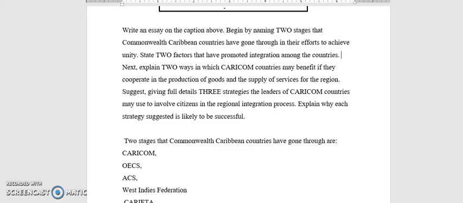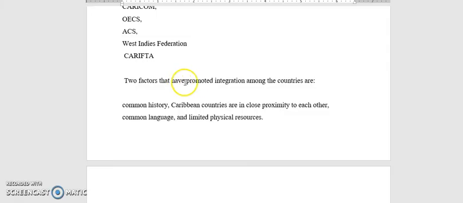The other part of the question states 2 factors that have promoted integration among the countries. In other words, what are the factors that promote regional integration? If your answer is 2 factors that have promoted integration among the countries are common history, Caribbean countries are in close proximity to each other, common language, and limited physical resources, then if you have any of these answers, you are correct.